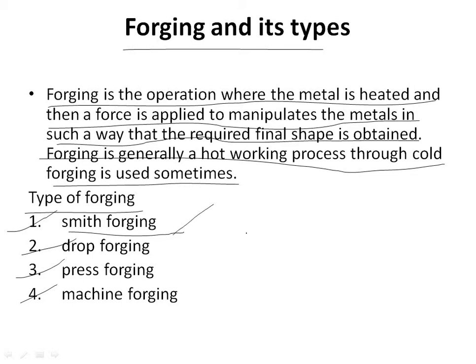So what is smith forging? This is the traditional forging operation done in open dies by the village blacksmith, or in a modern shop floor by manual hammering or by a power hammer. The process involves heating the stock in the blacksmith hearth and then beating it over the anvil. To get the desired shape, the operator has to manipulate the component between the blows.